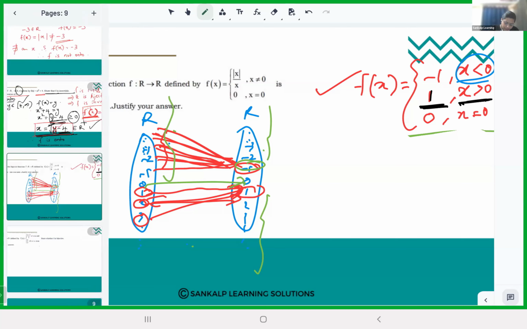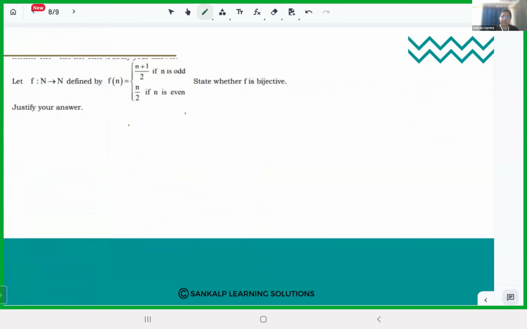Now we are moving on to the next part, next question. All right, let f from N to N be defined by f of n is equal to (n plus 1) by 2 if n is odd, and n by 2 if n is even. State whether f is bijective and justify your answer. So what you have to do is check whether the given function is bijective or not. Then you have to justify your answer also.